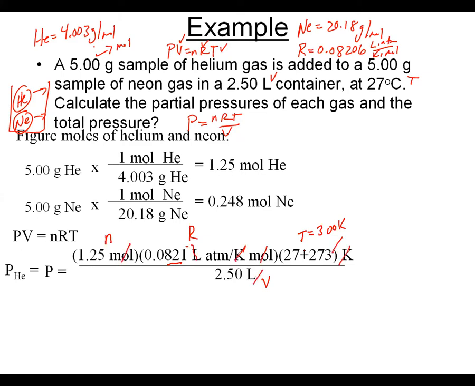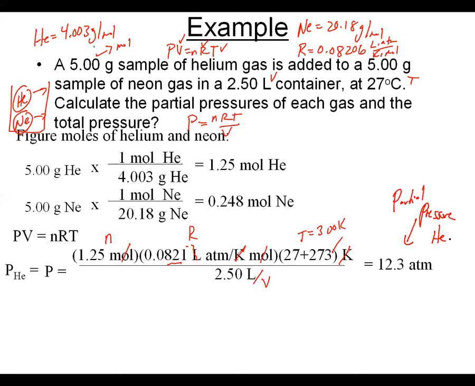And again, the atmosphere is the only one left over. And if we do it there for helium, we get 12.3 atmospheres. 12.3 atmospheres would represent the partial pressure of helium. So this is the partial pressure of helium. Any questions on that calculation there?